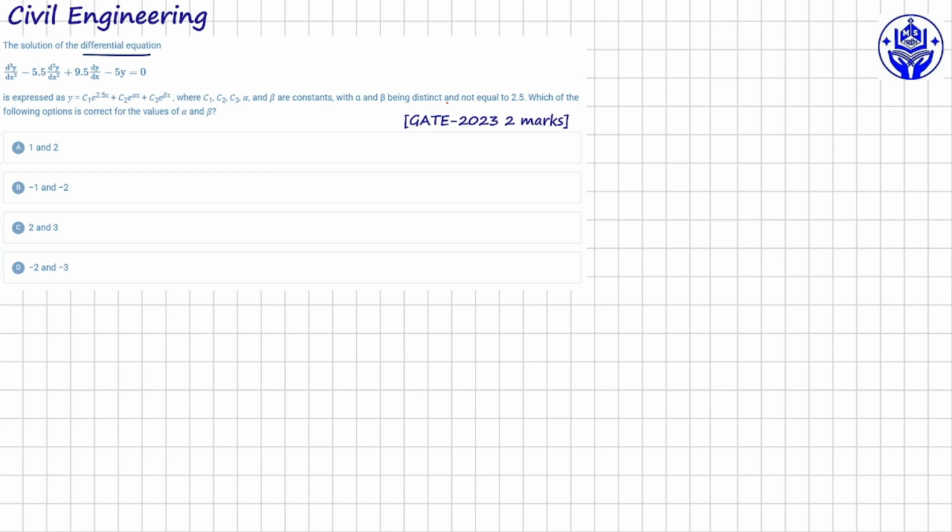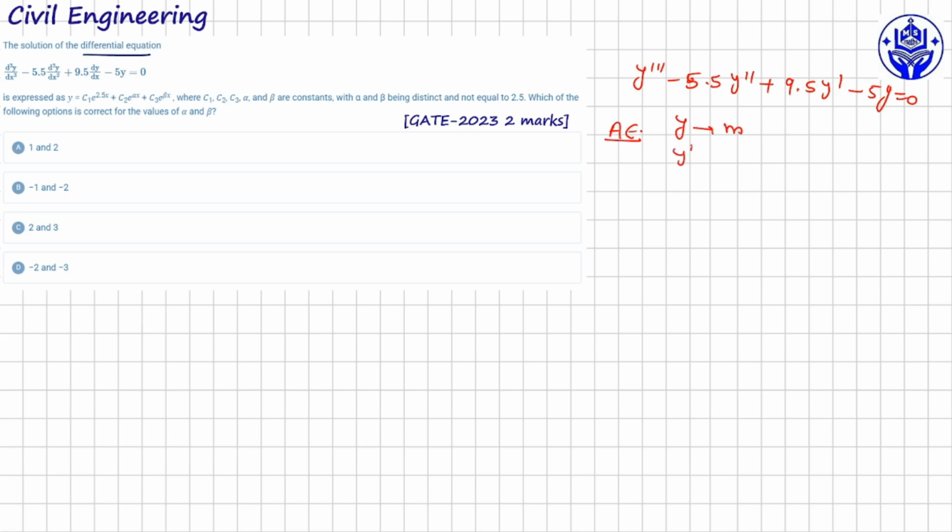Whenever you have this kind of thing, and you are going to calculate alpha and beta, what are the roots of this differential equation? How can you find them? First of all, the differential equation here is y triple dash minus 5.5 y double dash plus 9.5 y dash minus 5 y equals 0. This is a constant coefficient differential equation of order 3. Then find the auxiliary equation, which means replace y with m.